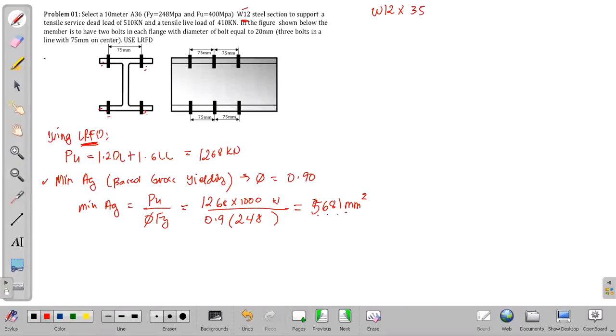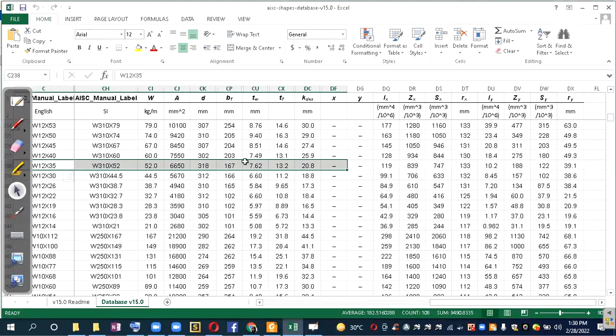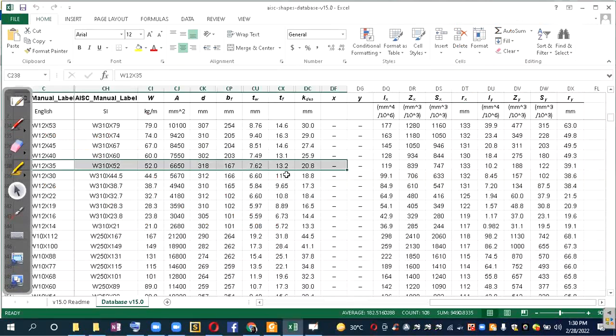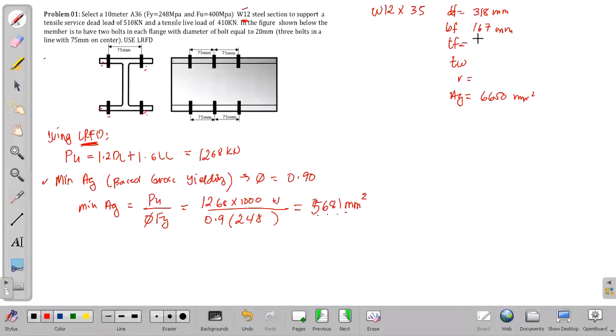And W12 by 35 have depth, BF, thickness of flange, thickness of web, and of course, yung AG natin. Yung AG natin dito is 6650 mm squared. Ano yung magiging D natin? 12 by 35. D, 318 mm, BF 167 mm. TF, thickness of flange is 13.2 mm and thickness of web is 7.62 mm.